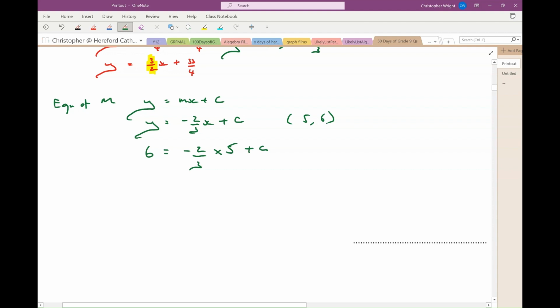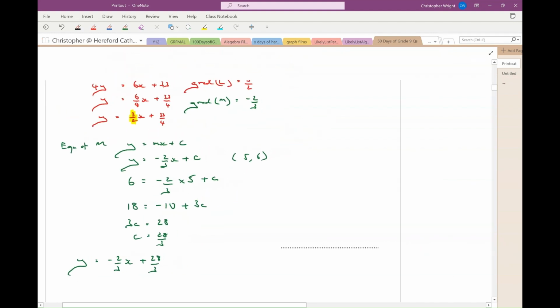Let's multiply everything by 3. So I get 18 equals minus 10 plus 3c. So I get 3c equals 28. So I get c equals 28 over 3. So now I know the equation of M is y equals minus 2/3 x plus 28 over 3.